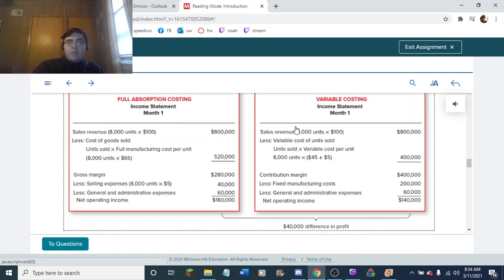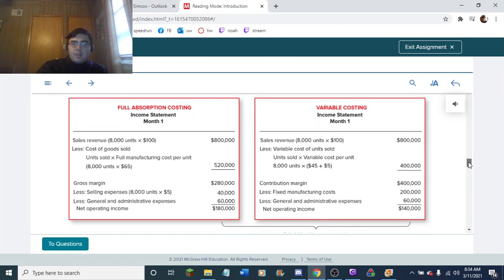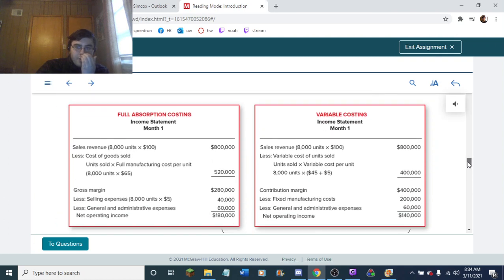So what you do, this was part of our homework assignment. So variable costing, you have the sales revenue minus variable costs. I think this is something I need to study. I think I need to just make this a screenshot.